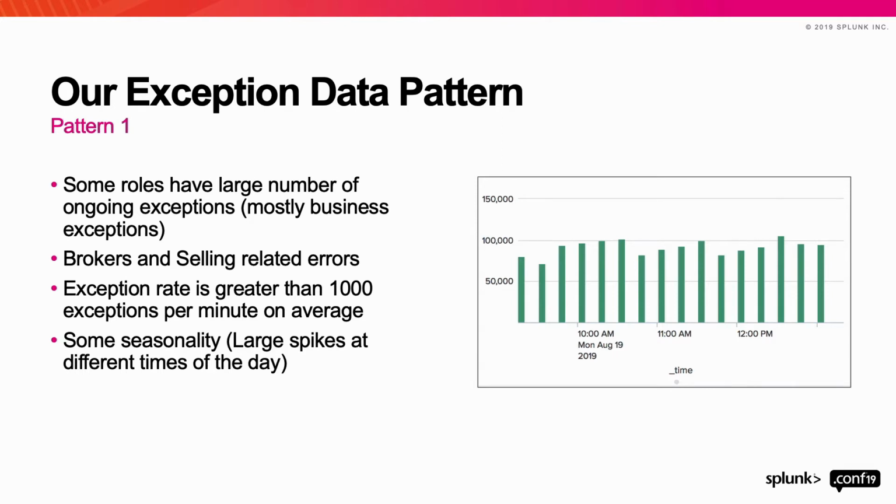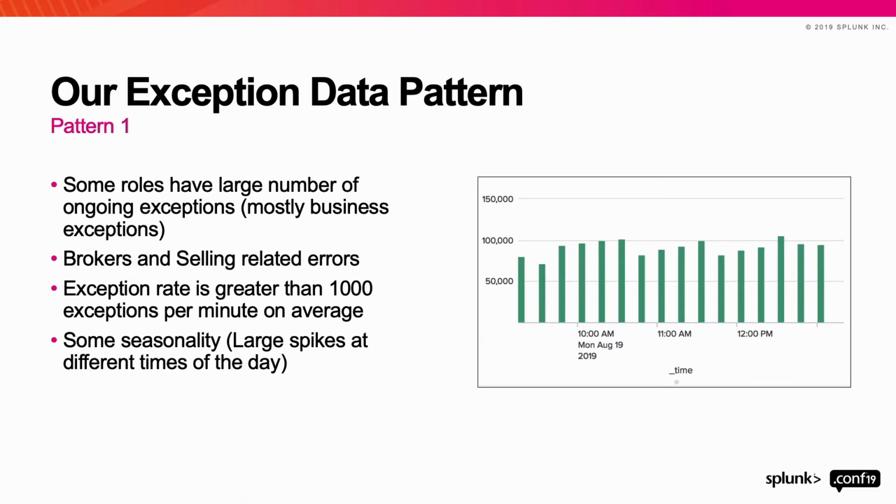The first pattern here is, as you can see on the bars here, that these roles constantly have exceptions happening all the time. These are mostly broker and seller-related errors. For example, some broker would send us API calls that would have bad rows or listings or whatever, or sometimes it's just an authentication issue. So in that case, you would see a lot of these exceptions.